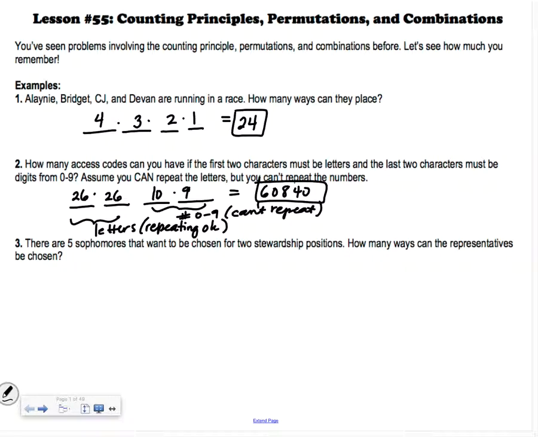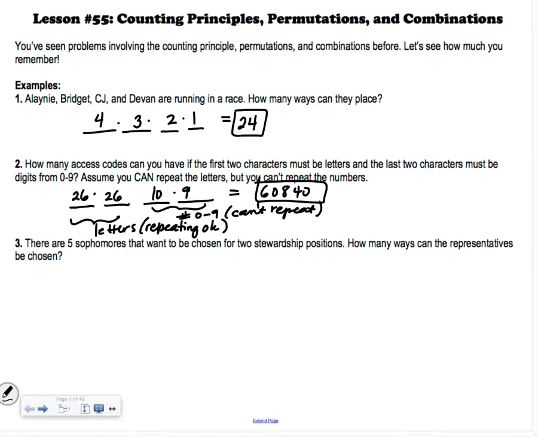All right, there are 5 sophomores that want to be chosen for 2 stewardship positions. How many ways can the representatives be chosen? Well, that's a combination. Look, Alex remembers all of this from algebra. Do you guys remember it from algebra 2? No. All right, he says that it's a combination.